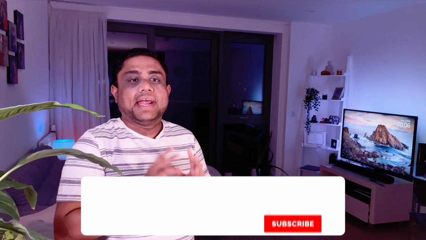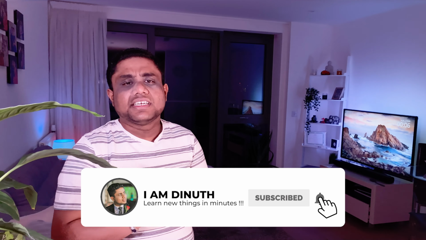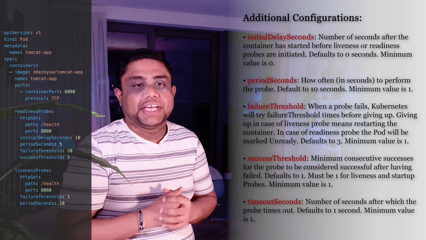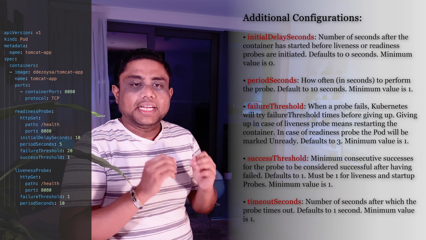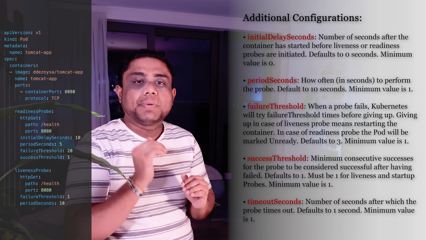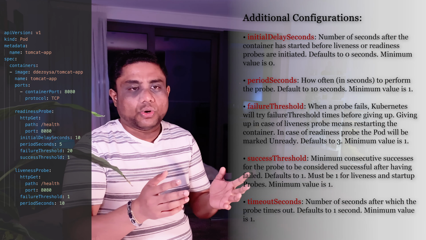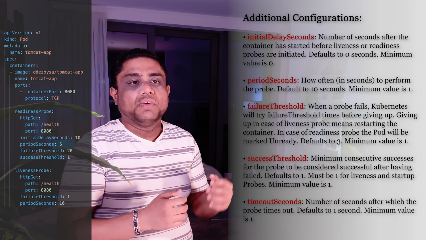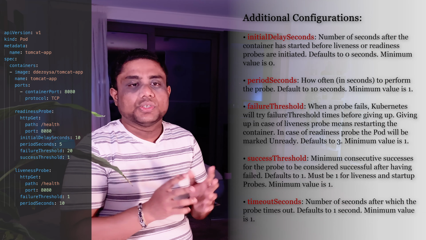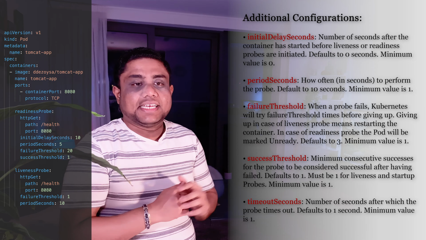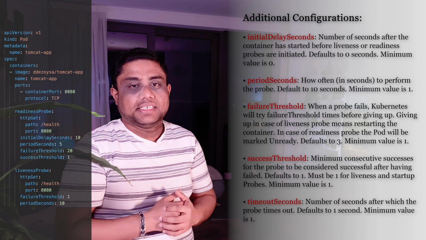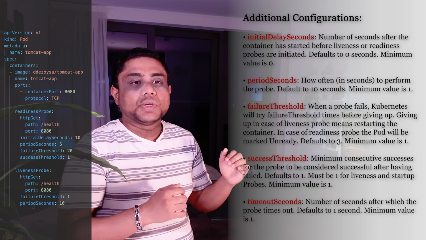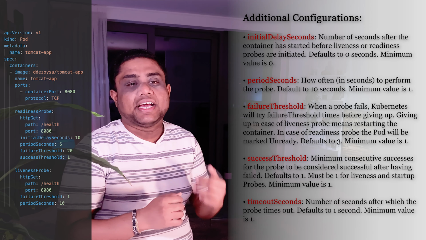For the liveness probe and readiness probe, there are a few more additional configurations that you can pass to make it more tuned to the application's behavior. The initialDelaySeconds field tells the kubelet that it should wait 10 seconds before performing the first health probe, and the default value for initialDelaySeconds is 0 seconds. Then the periodSeconds field specifies how often to perform the probe in seconds. In this example, kubelet should perform the readiness probe every 5 seconds.